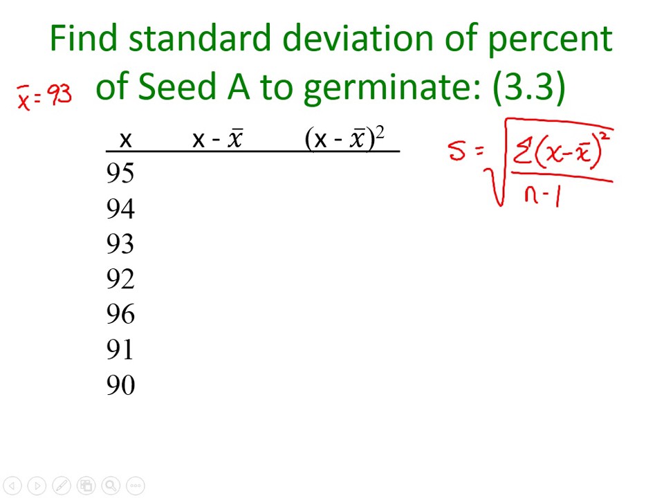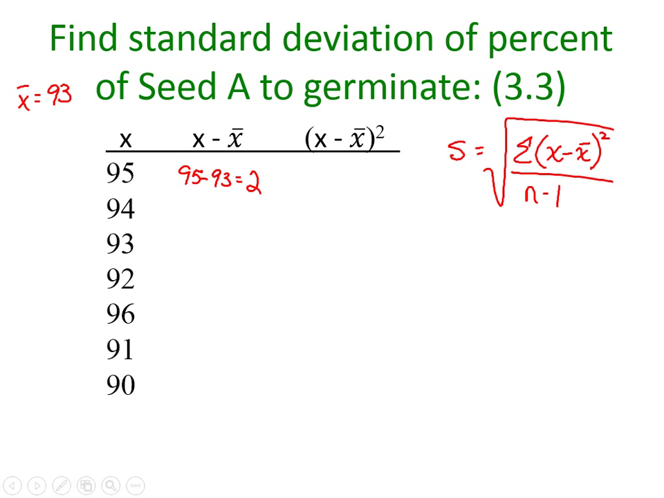Okay, so now that I know the sample mean, the next thing I need to figure out is, what I'm trying to find in standard deviation is a numeric way to say what is that variation? How far away from the middle is everything? So I need to figure out how far away from the middle each value is. So you're going to take the data value minus the mean. So I'm going to take the 95 minus the 93. So I'm just going to have 2.